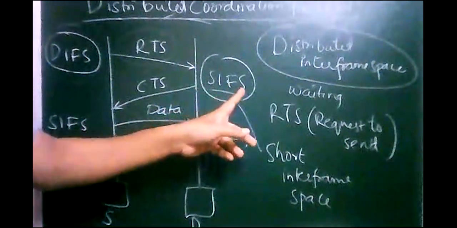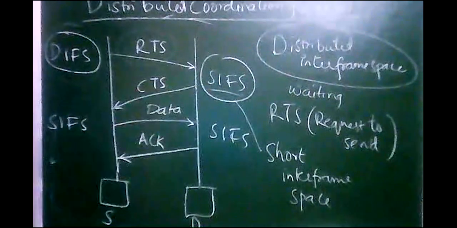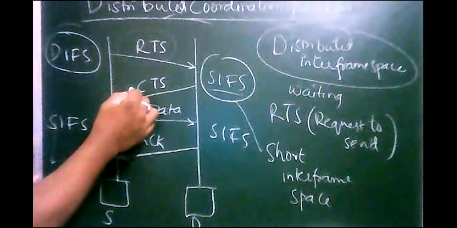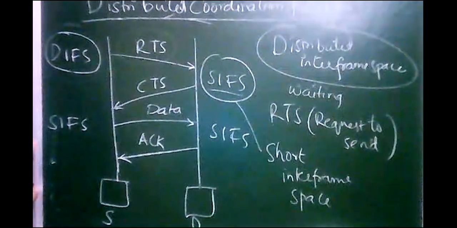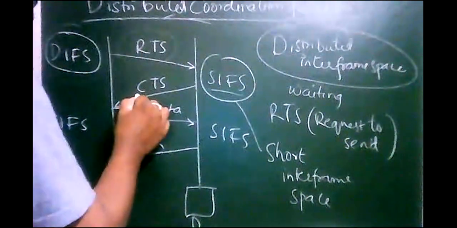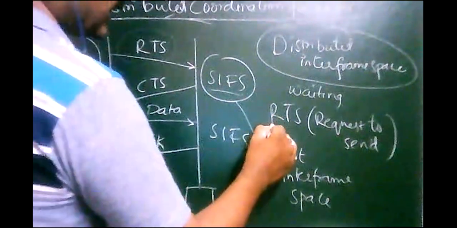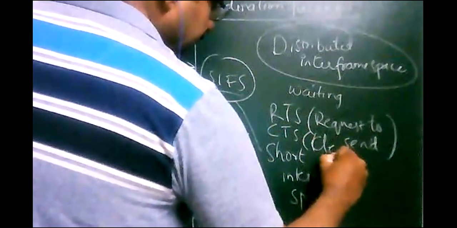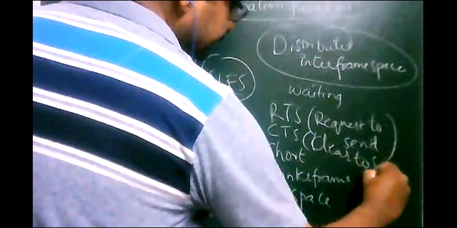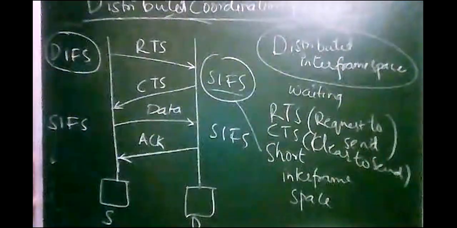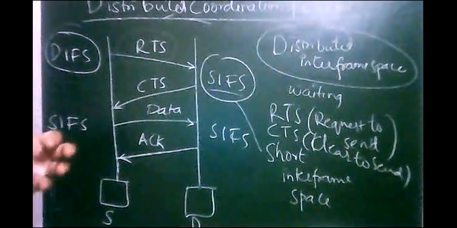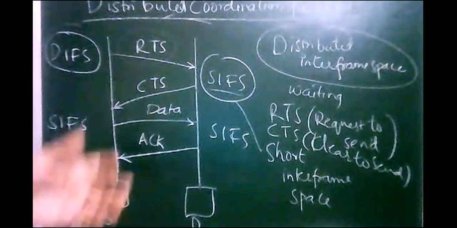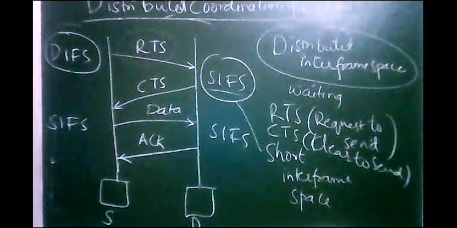After the short interframe space, it will send a signal to the source station, which is one kind of signal called clear to send. So RTS is request to send, CTS is clear to send. The destination station will send a response to the source station that yes, you are clear, that is, your request has been processed and you can send the data.